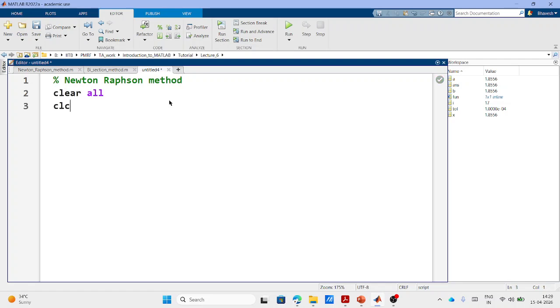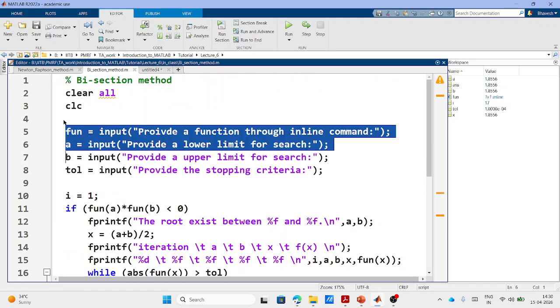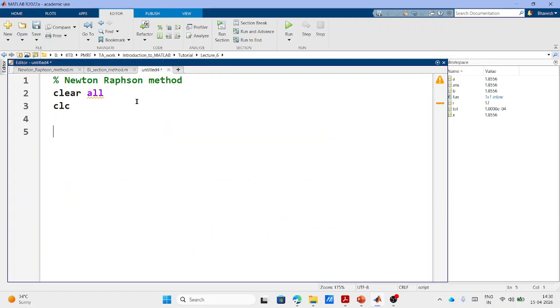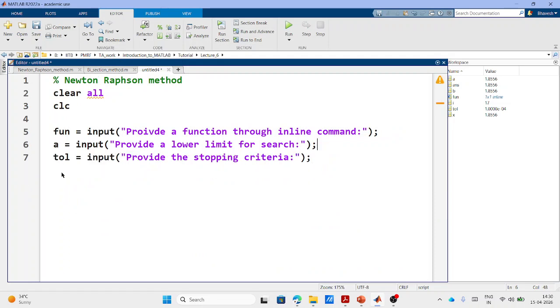So like the previous case, what I will do is I will ask the function value, initial guess and tolerance. So I'm just copy pasting it faster.